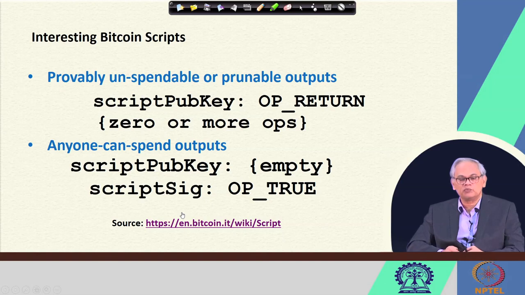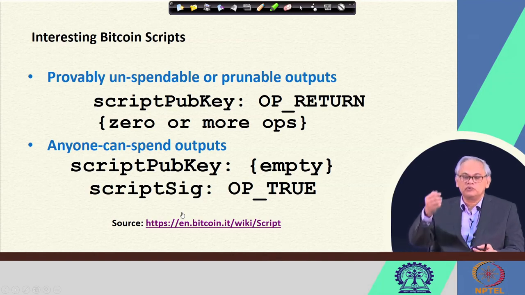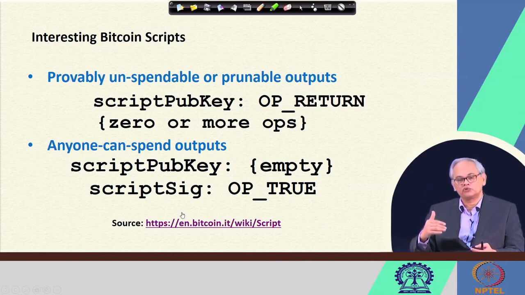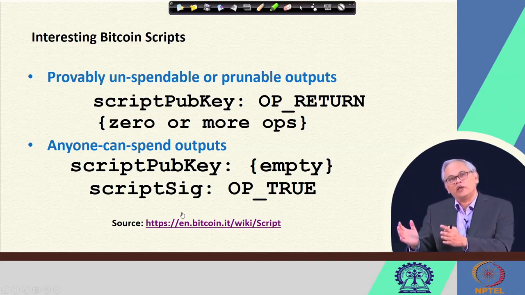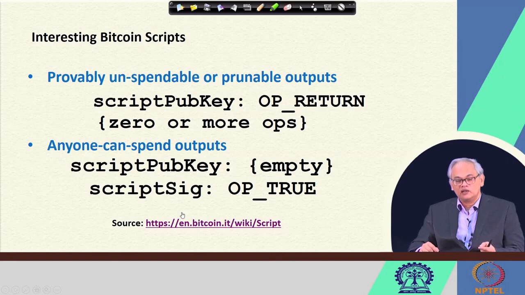Say, for example, if the script pub key simply does an OP_RETURN, that means the first step that will be there will be pushed at the top of the stack. First the script sig part will be put, and then the script pub key will be part of the script. So, the combined script will be OP_RETURN followed by script sig, and then when OP_RETURN is pushed, it will not do any further processing, and it will simply return.